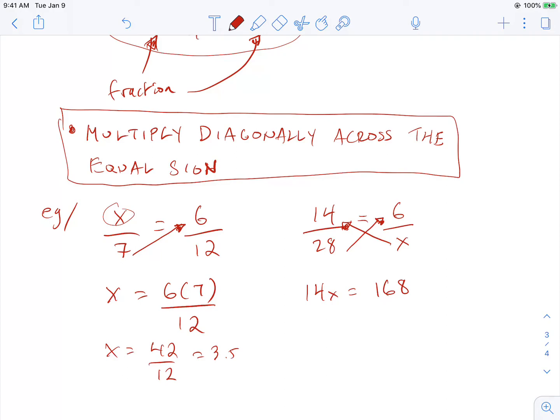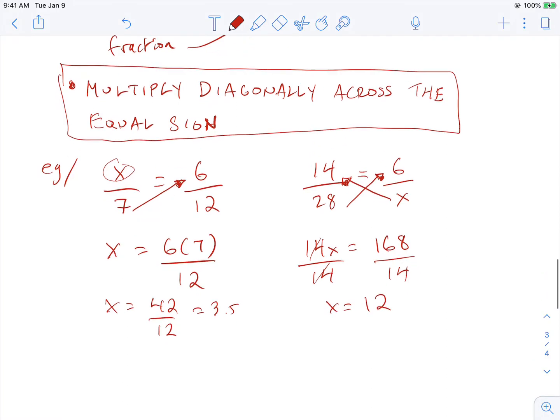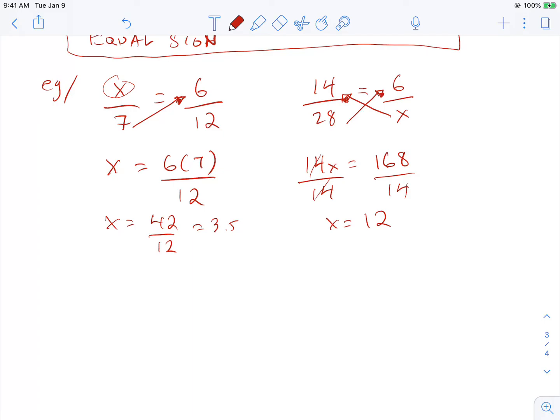Now, what I need to do, like always, is get the x by itself. Divide the left side by 14, divide the right side by 14. Those two things are going to cancel out. And when you do that, you're going to get a nice even number of x equals 12. Now, the best part about cross multiplication is you can make it happen with anything.